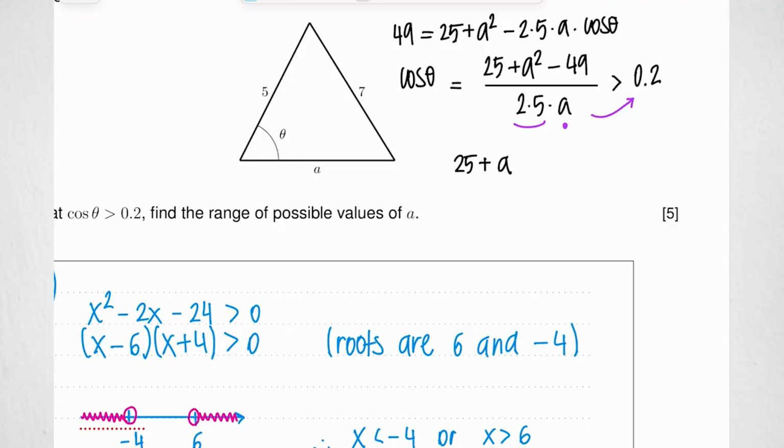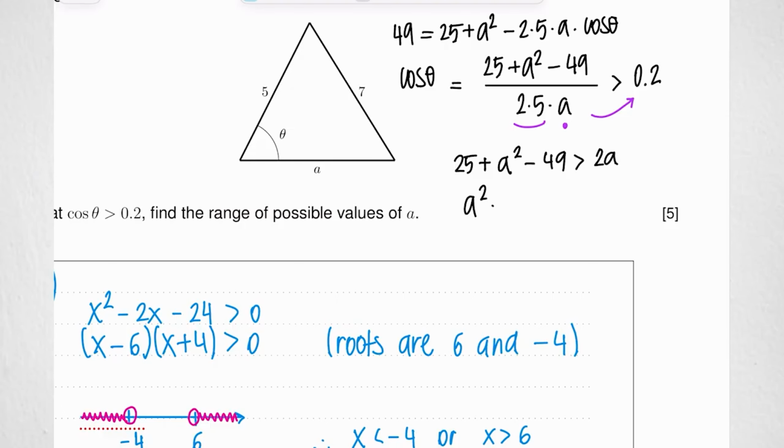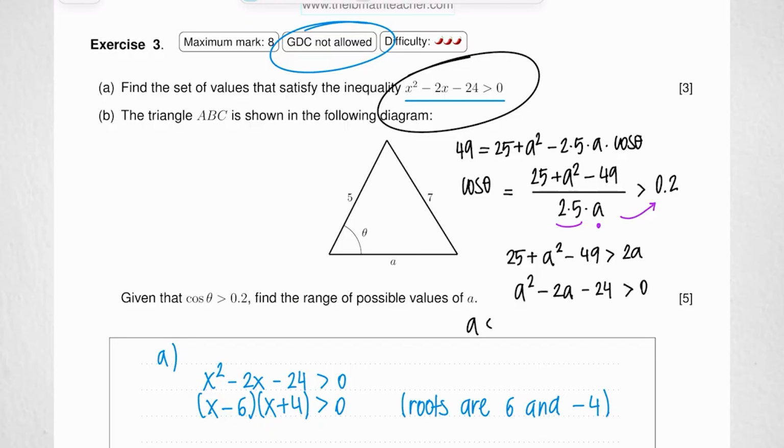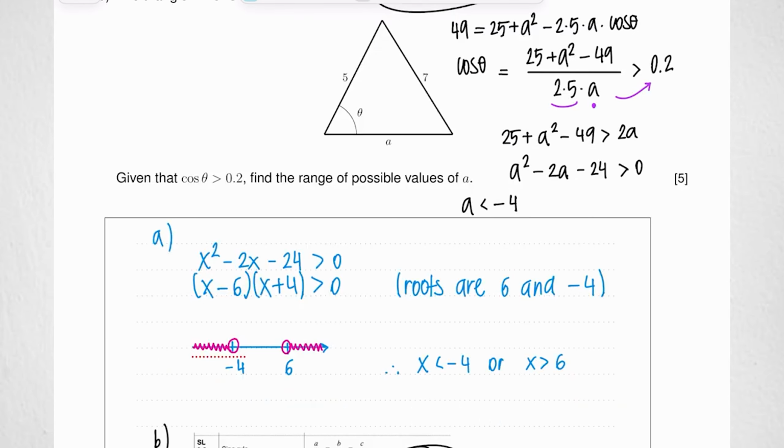So we have 25 plus a squared minus 49. This is greater than 2 times 5 times 0.2, which is 10 times 0.2, times a. So we have a squared minus 2a minus 24, which should be greater than 0. Now, do notice that that's exactly what we did in question A. That's exactly the solution that we got for question A. We know that a is either less than negative 4, which, of course, for a triangle doesn't make sense because a is the side length, or a is greater than 6.